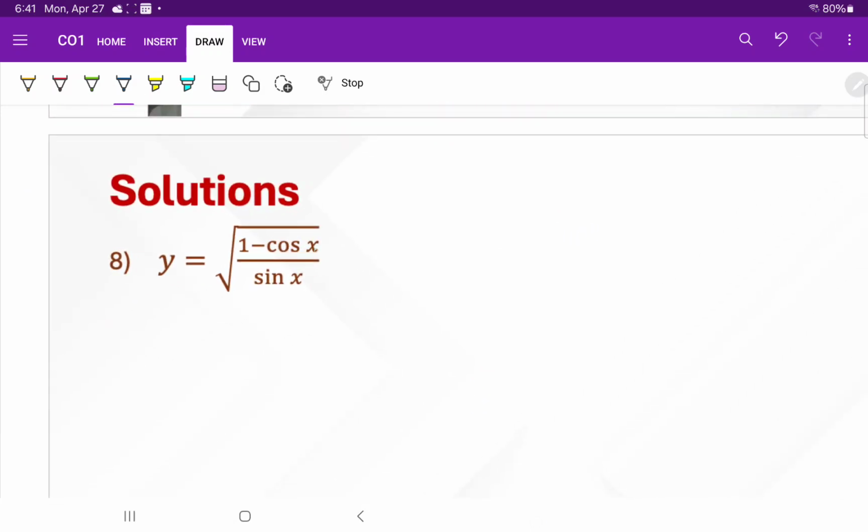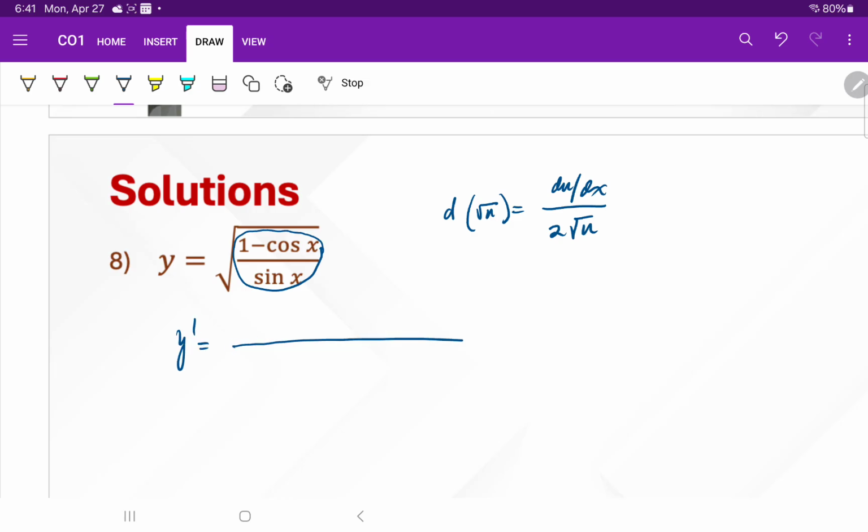For this one, again, what formula do we use here? This is under the radical. So you'll have to use here the derivative of the square root of u, which is what? du dx over 2 square root of u. So y prime is equal to what? We find the derivative of u first. So what is the derivative of our u? How will you solve for the derivative? This is u.